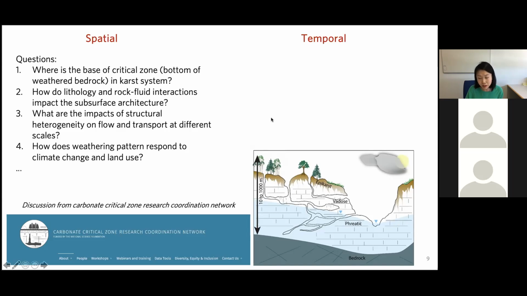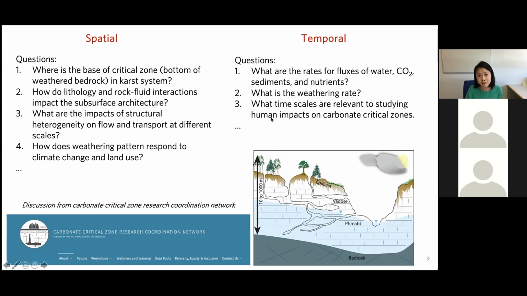Similarly, on the temporal scale, several key questions have also been identified, such as what's the rate of the flux of water, CO2, sediments, and nutrients? And what is the weathering rate? And what are the time scales that are relevant to study the human impacts on the carbonate critical zone? I think all of these are very great questions and pose the key characteristics of the carbonate critical zones.